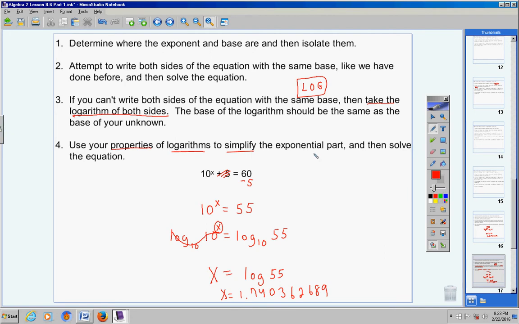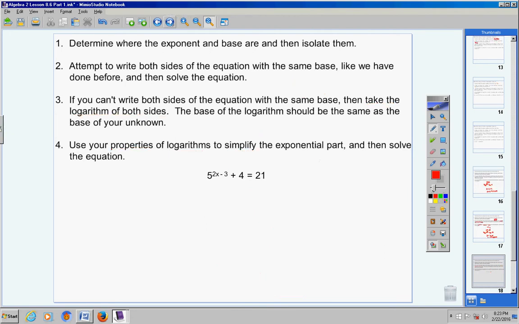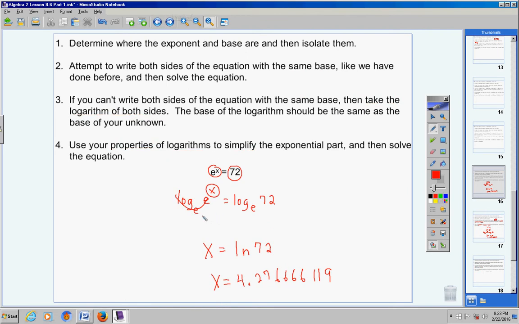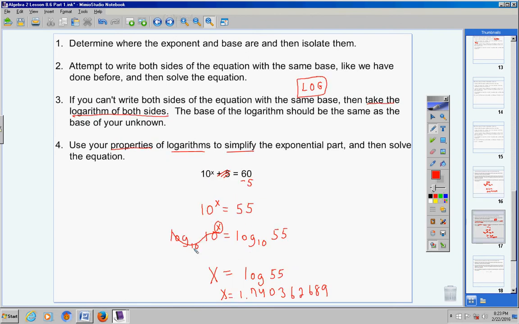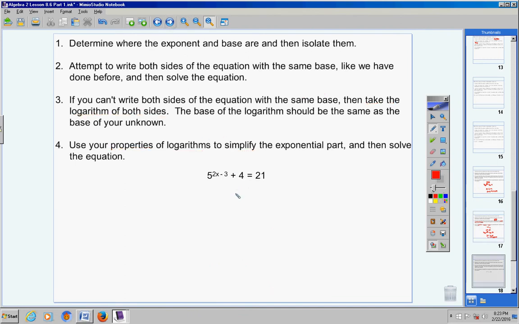All right, let's move on. Let's get tougher and tougher and tougher. Okay, here's the next one. And by the way, the last two have been nice and pretty because your base was an E, thus a natural log, and your base was a 10, thus a common log. Not this one. So pay close attention, okay?